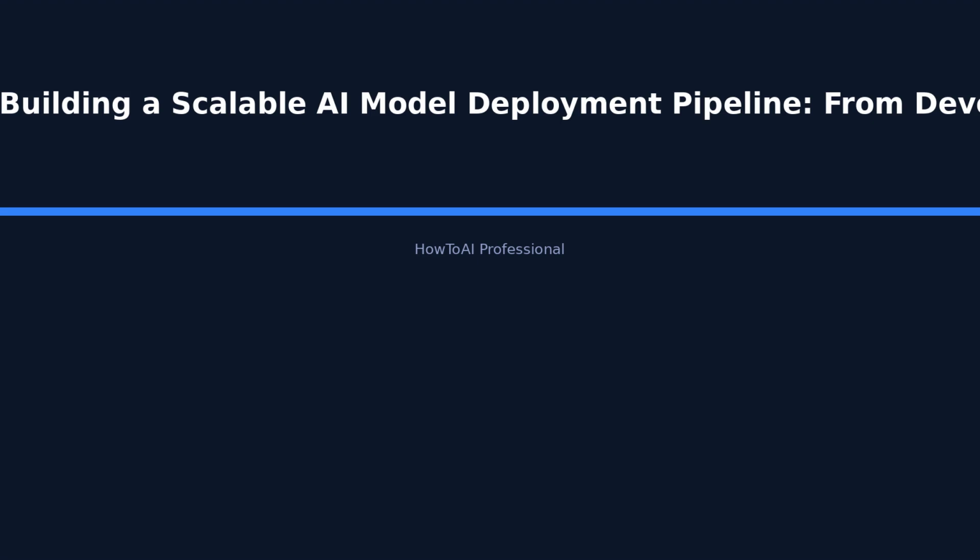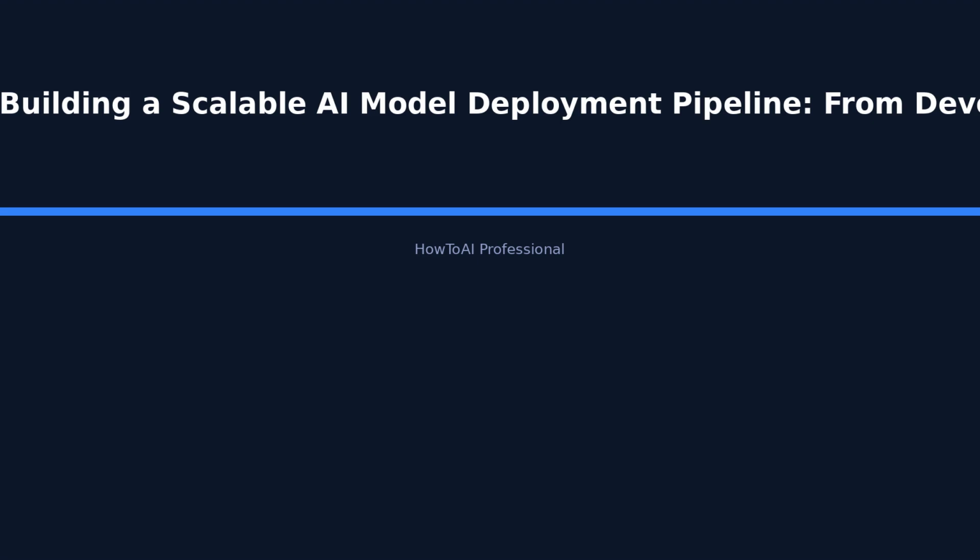Section 4: Best Practices for a Scalable Pipeline. Now that we've built a basic pipeline, let's discuss some best practices to ensure that it remains scalable and efficient as your models evolve. First and foremost, prioritize automation. The more you can automate your deployment and monitoring processes, the less manual intervention is required, reducing the risk of human error. Implement blue-green deployments or canary releases to minimize downtime and mitigate risk when rolling out new model versions.